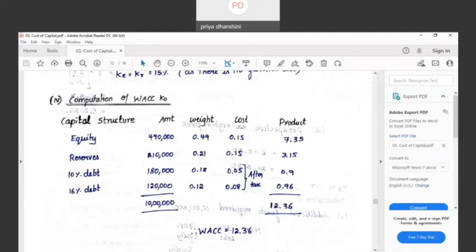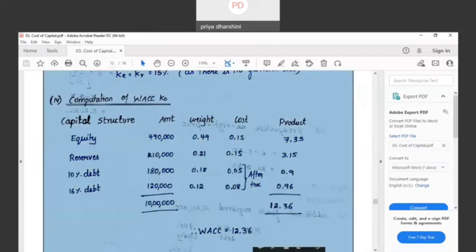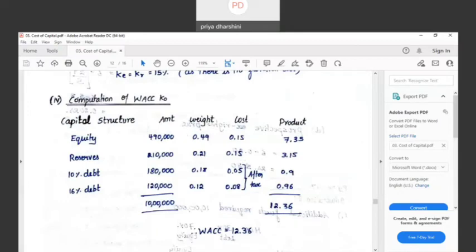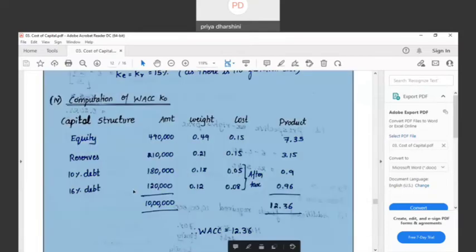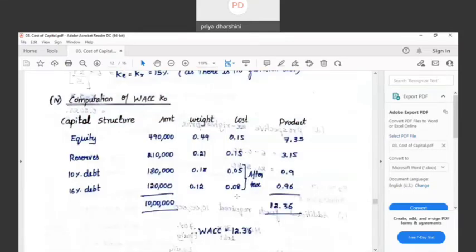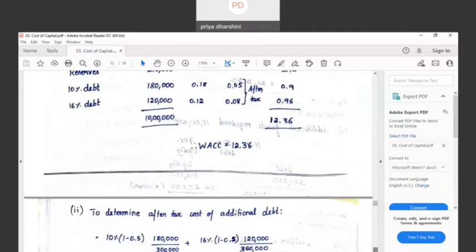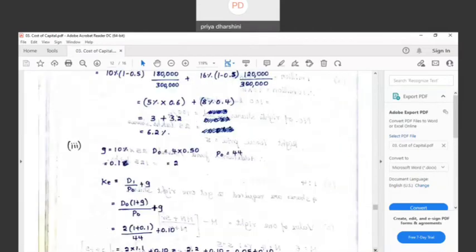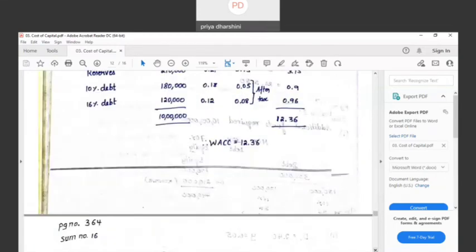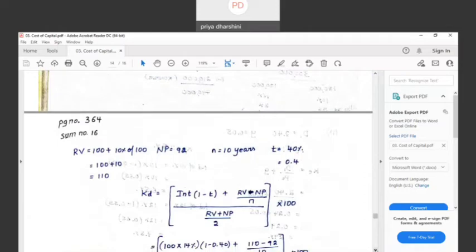Find the proportion in capital into the cost. Cost of equity is the same as cost of reserves. For cost of debt, I am taking post-tax cost of debt. 10% net of tax is 5%. 16% net of tax is 8%. Multiply the weight and the cost. You will get the product. Total of product will give you the weighted average cost of capital. Are you able to understand? The same page is repeated. Weighted average cost of capital is 12.36%. Is it clear to all of you?